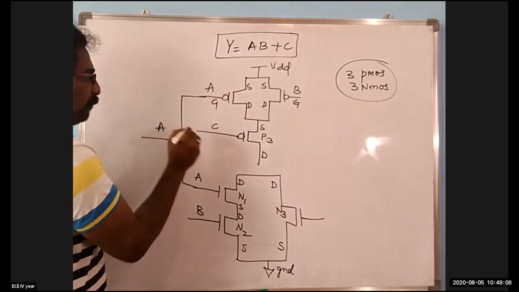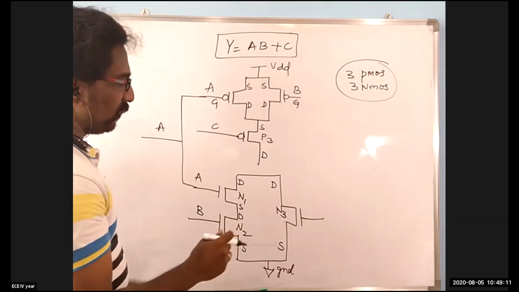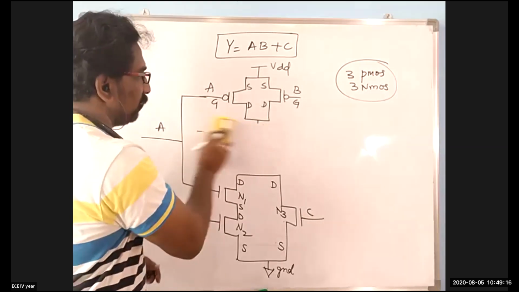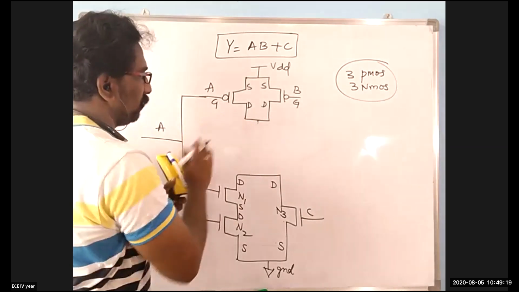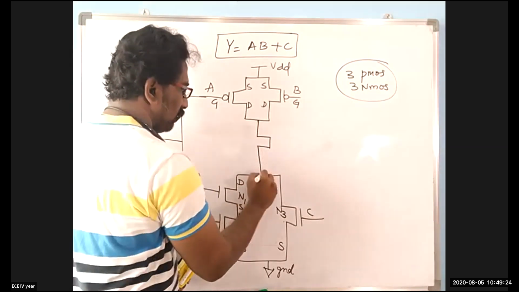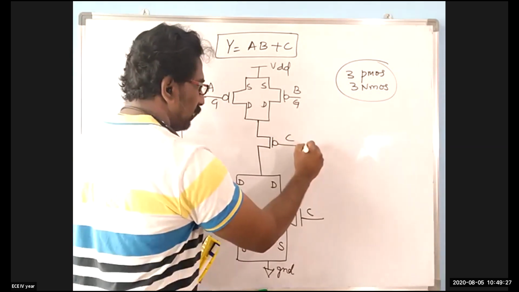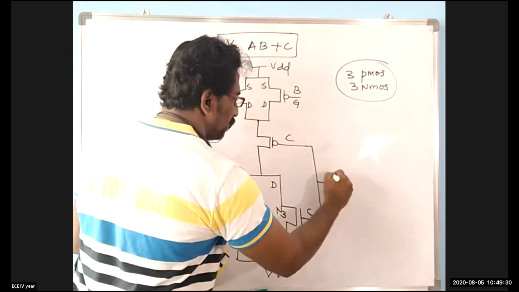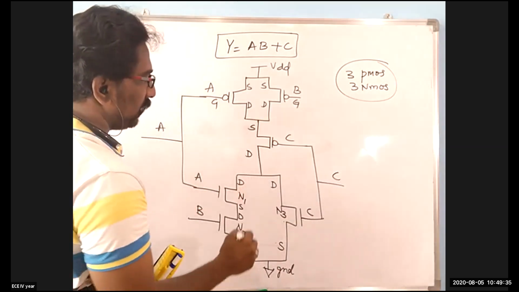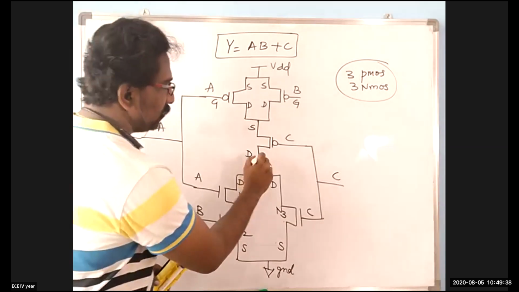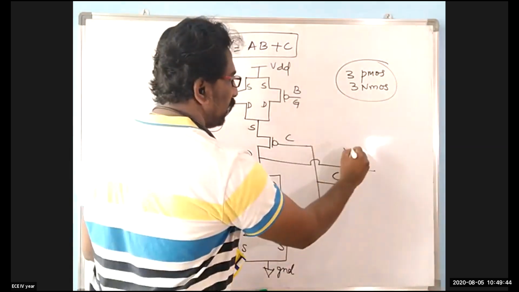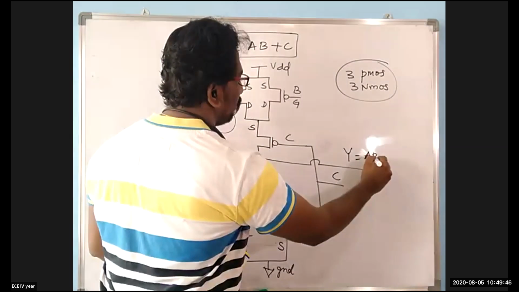This is your input A. Here, since it's C, I'll try to flip it. If I do that, this is my C, and I can easily make a connection to this terminal, C. This is your source terminal and drain terminal. Later, our output is always obtained at this point. It means that these two lines are not connected. And Y equal to AB plus C.